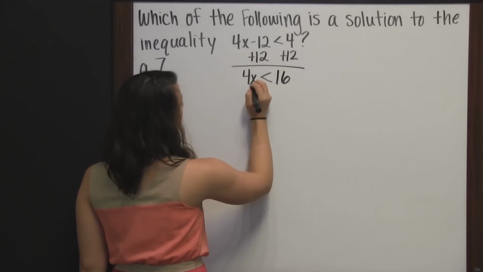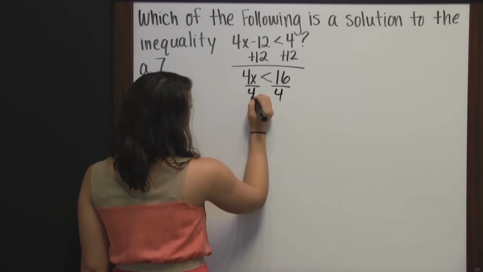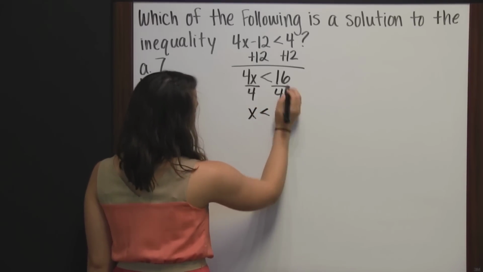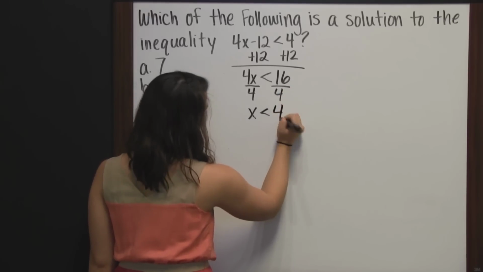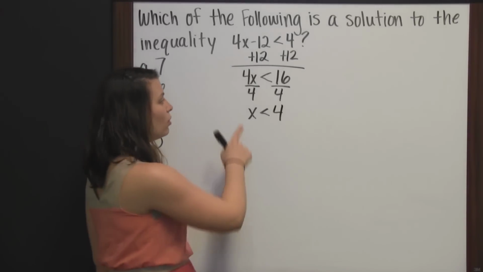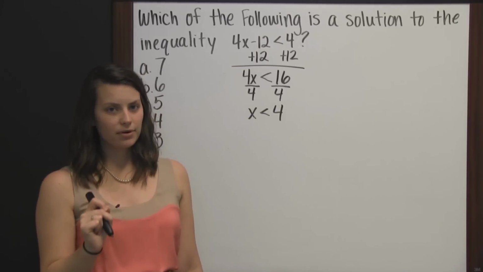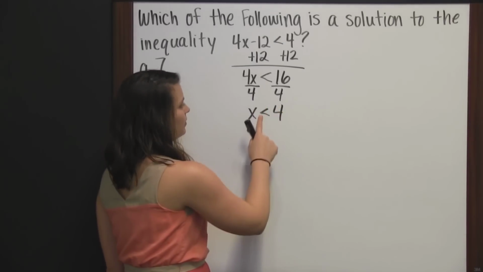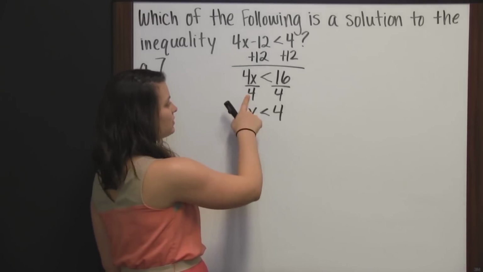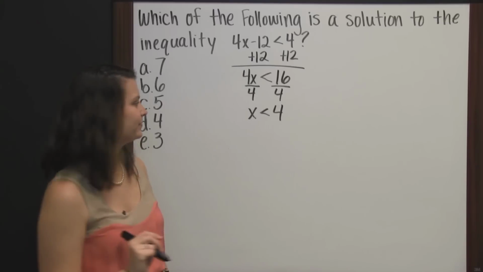Then we need to divide both sides by 4. 4 divided by 4 is 1, times x is x, is less than 16 divided by 4 is 4. Keep in mind when solving inequalities that if you multiply or divide both sides by a negative number, you must flip the inequality symbol. In this case, we didn't have to, since we didn't divide both sides by a negative number. It's all about that negative.